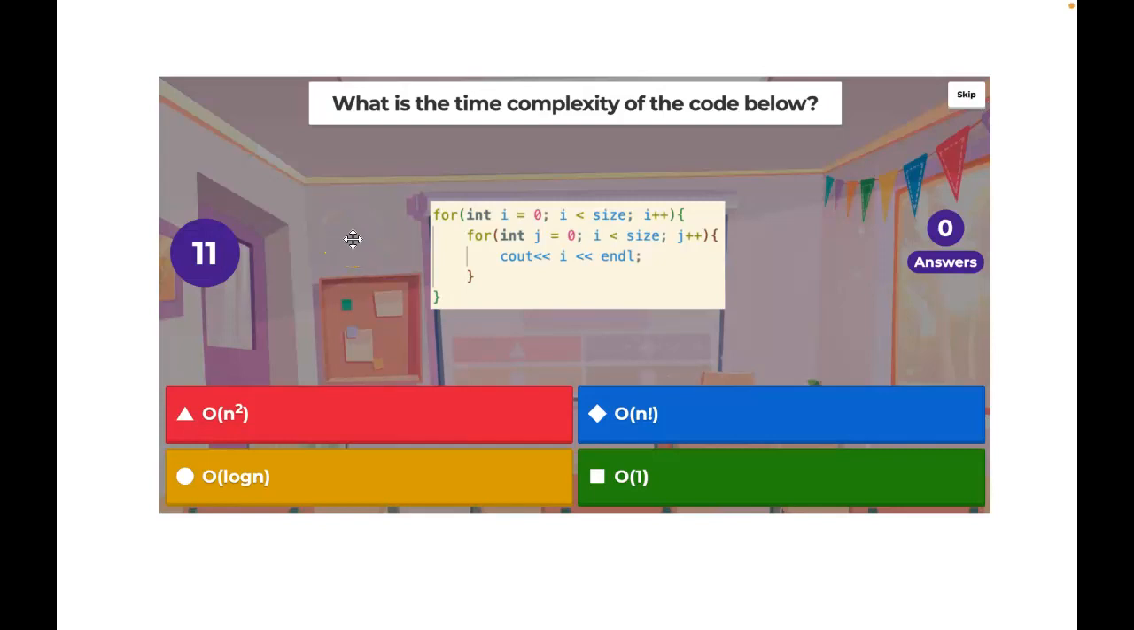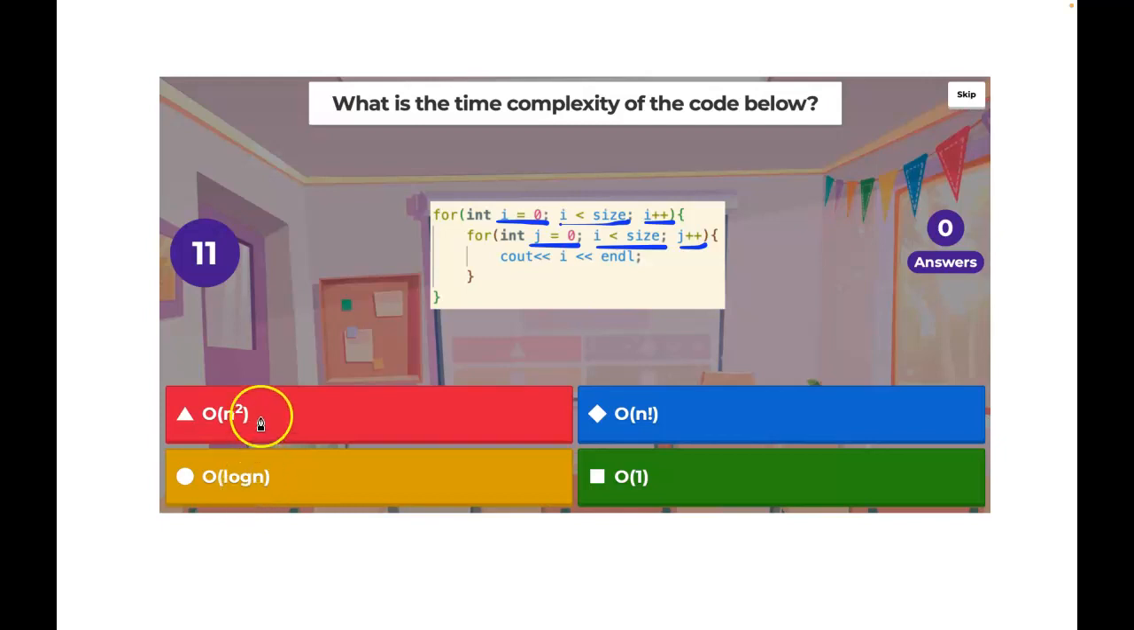Okay, so the question is asking what is the time complexity of the code below? And as we can see here, we have a nested for loop with int i equals 0, i less than size, i plus plus, and then the inside for loop is int j equals 0, j less than size, and j plus plus. And so these are two very normal for loops. We don't have any divided by 2, multiplied by 2, or anything like that.